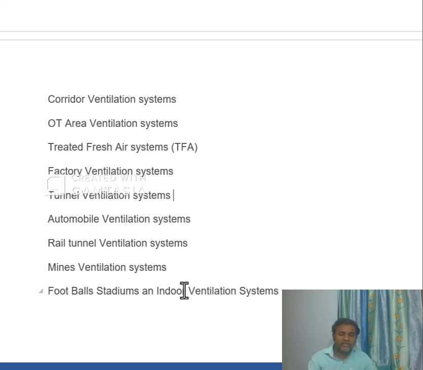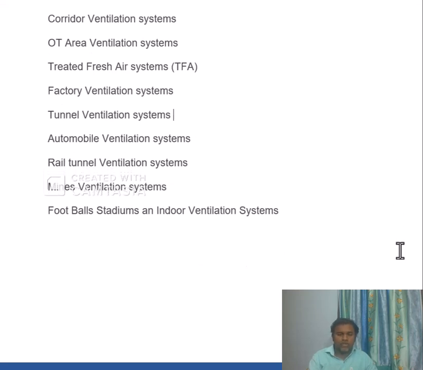Mine ventilation systems. In mines, the people who are working have very little access to fresh air. In these cases, the mines should have proper fan ventilation, so that the workers do not get affected because of the low level of available ventilation.